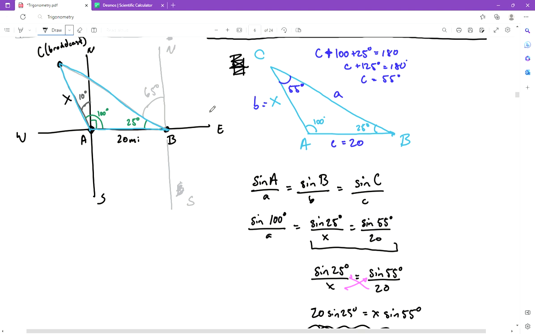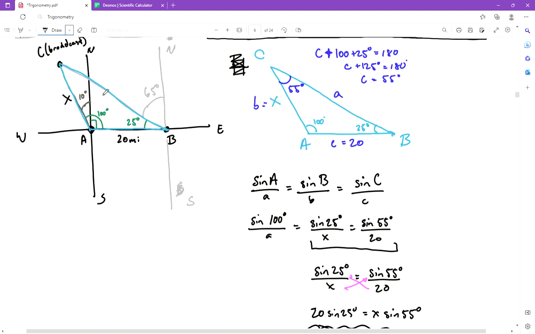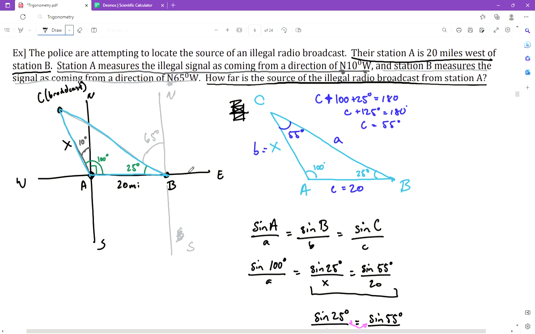If you do have any questions on this, please let me know. I think the hardest part is just drawing that picture. Take your time, draw it big, use colors.